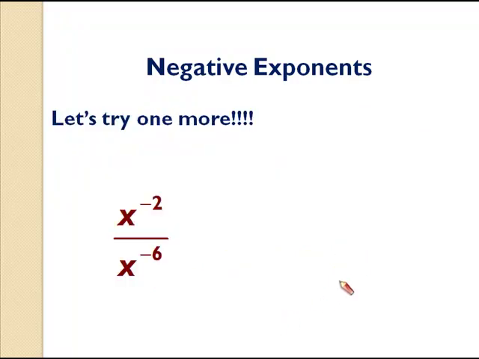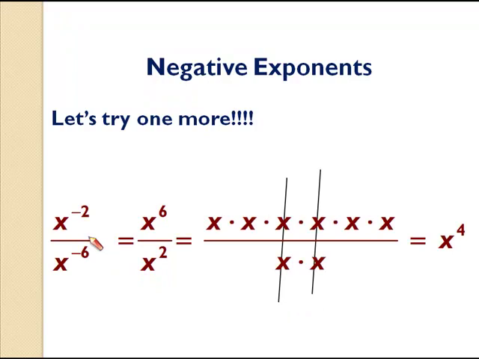Let's try one more. So we have x raised to the negative 2 over x raised to the negative 6. So we could take the reciprocal of the x's, right? So if I have x to the negative 2, well, the reciprocal of x to the negative 2 would be 1 over x to the negative 2, and then we make the power positive. And 1 over x to the negative 6, well, the reciprocal would be x over 1 to the negative 6, and then we take the positive power.